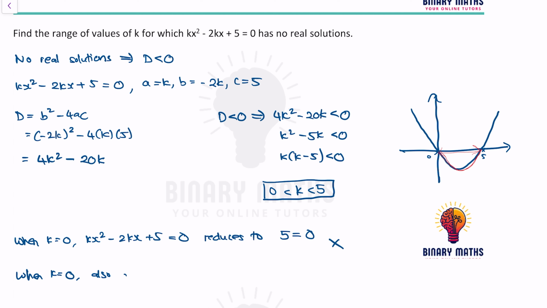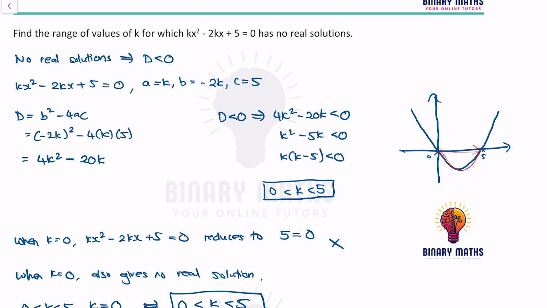Also gives no real solution because it's giving me a statement that's obviously not true. 0 can never be equal to 5. So that means k equals 0 is also included. So 0 is less than k is less than 5 is a solution, as well as k is equal to 0. Now that means I can rewrite it all as one, because 0 is less than k is less than 5 is a solution. But because we're including 0 as well, I can put k is greater than or equal to 0. So that would be my final answer.